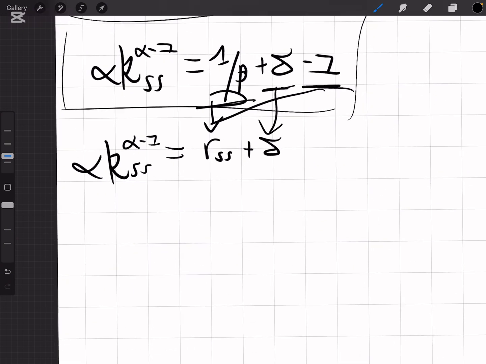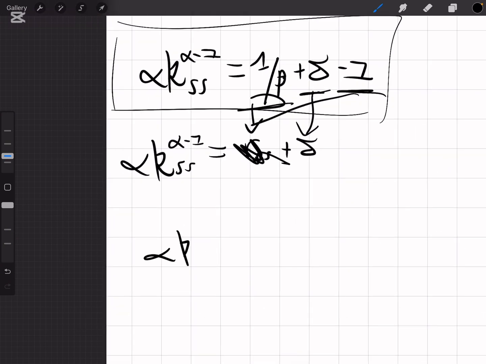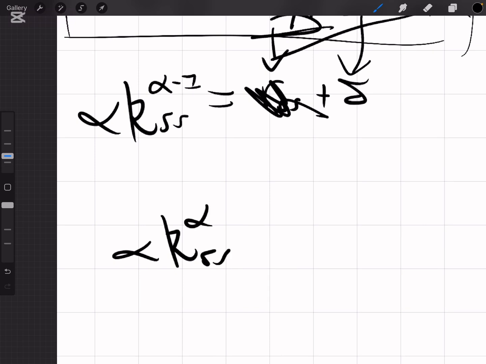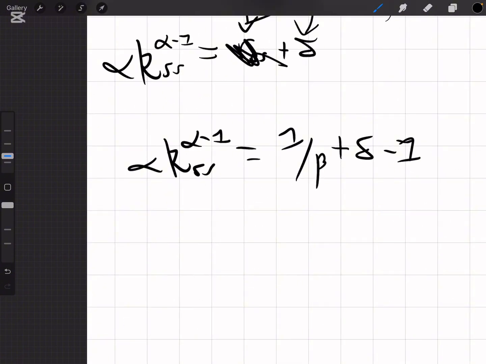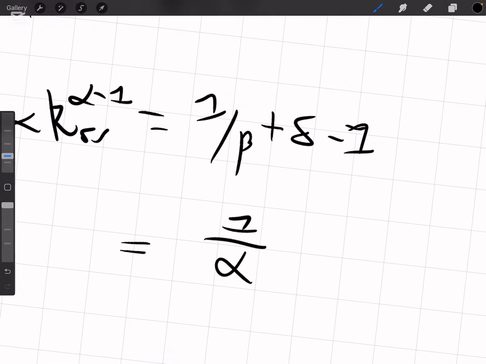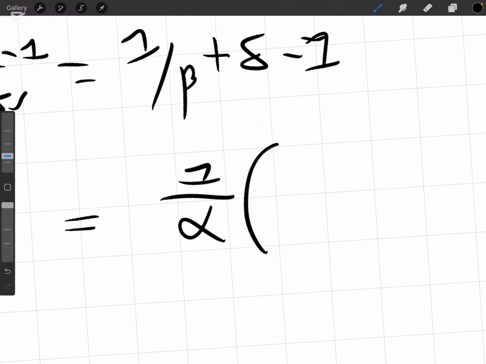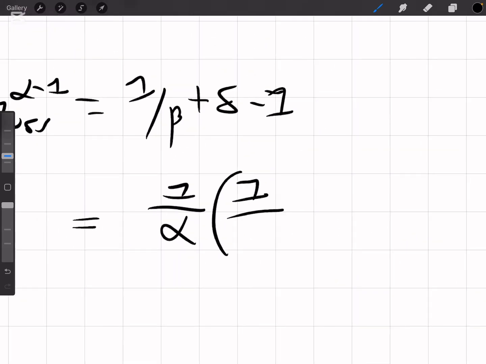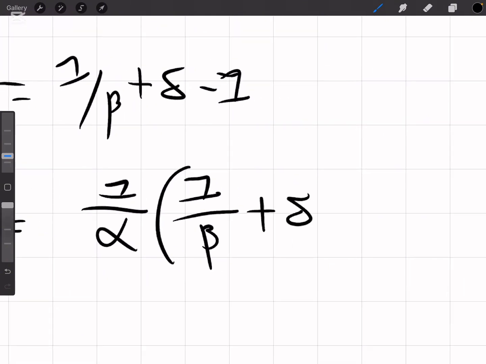So anyway, you're not using that one. You're using this one. So KSS to the alpha minus 1 is equal to 1 over beta. And there's different ways of doing this. I'm going to show you the way I do it because I like that way. 1 over alpha. So you could do the thing where you put everything over alpha. I really like doing it this way, where I have 1 over alpha. It's the same thing. I just think it looks better.